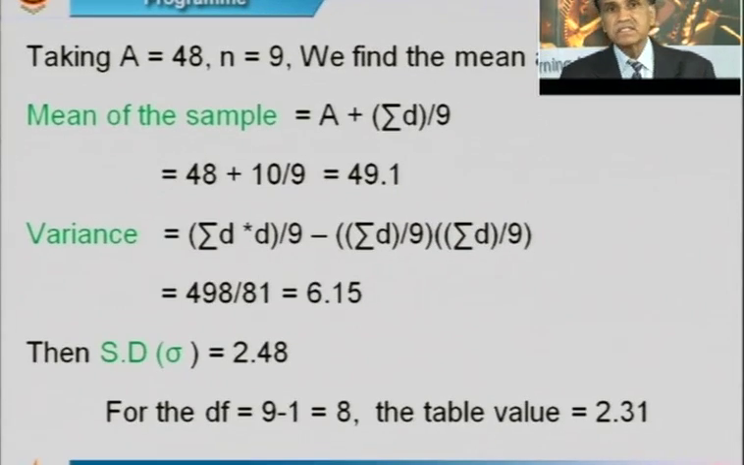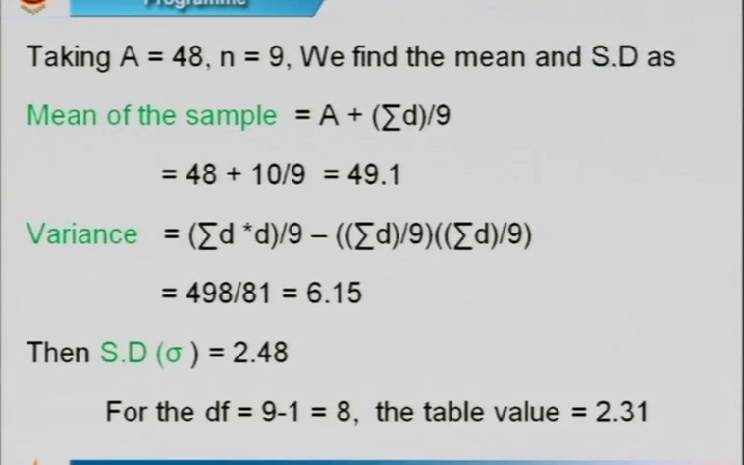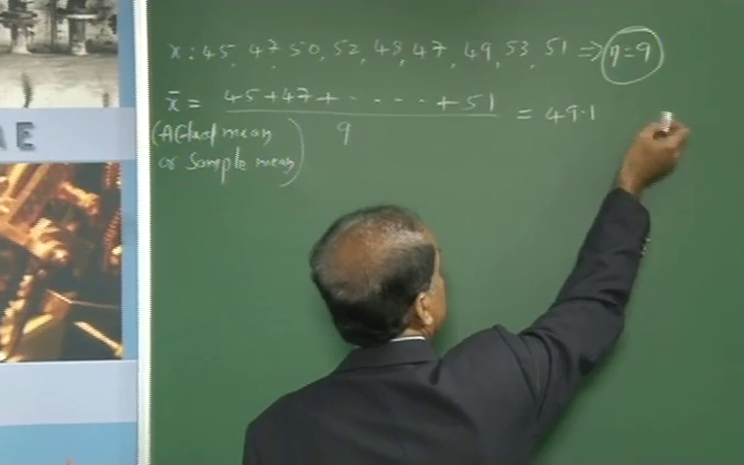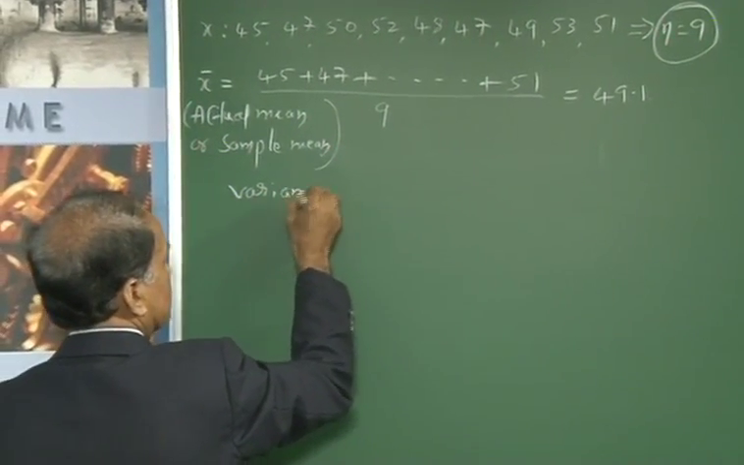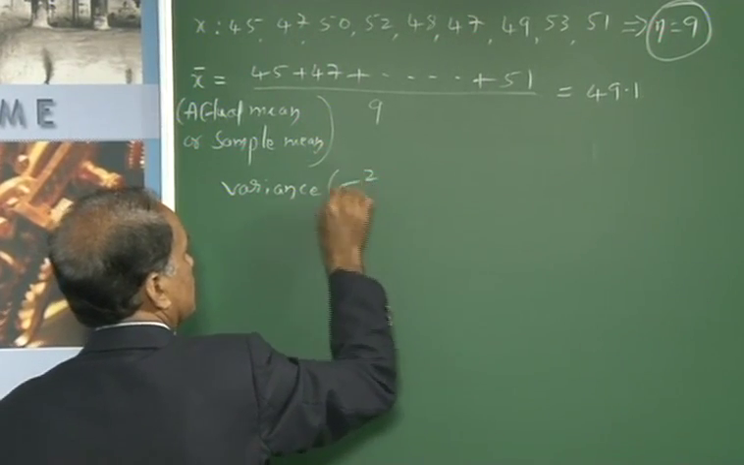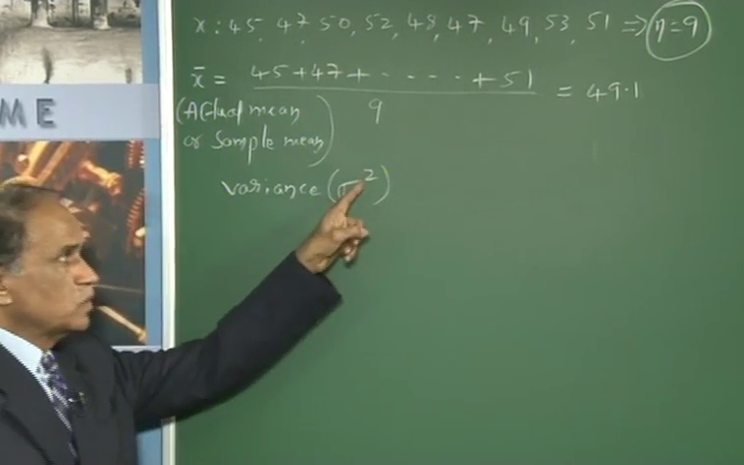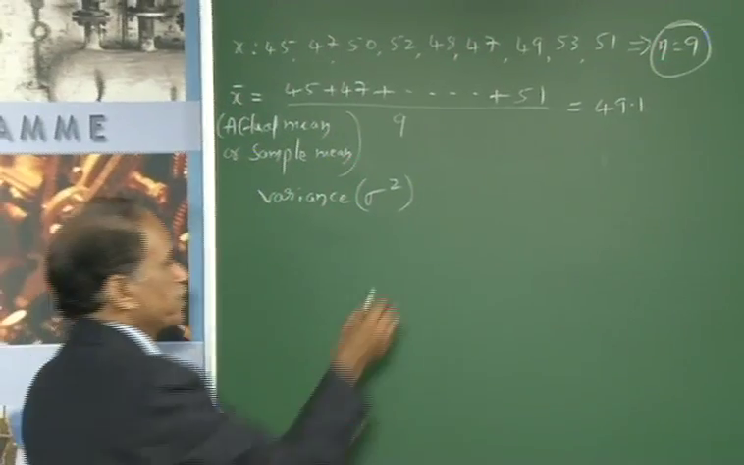Now what is the variance equation? This is one method, and variance, you know that sigma square, the standard deviation whole square, is nothing but variance.